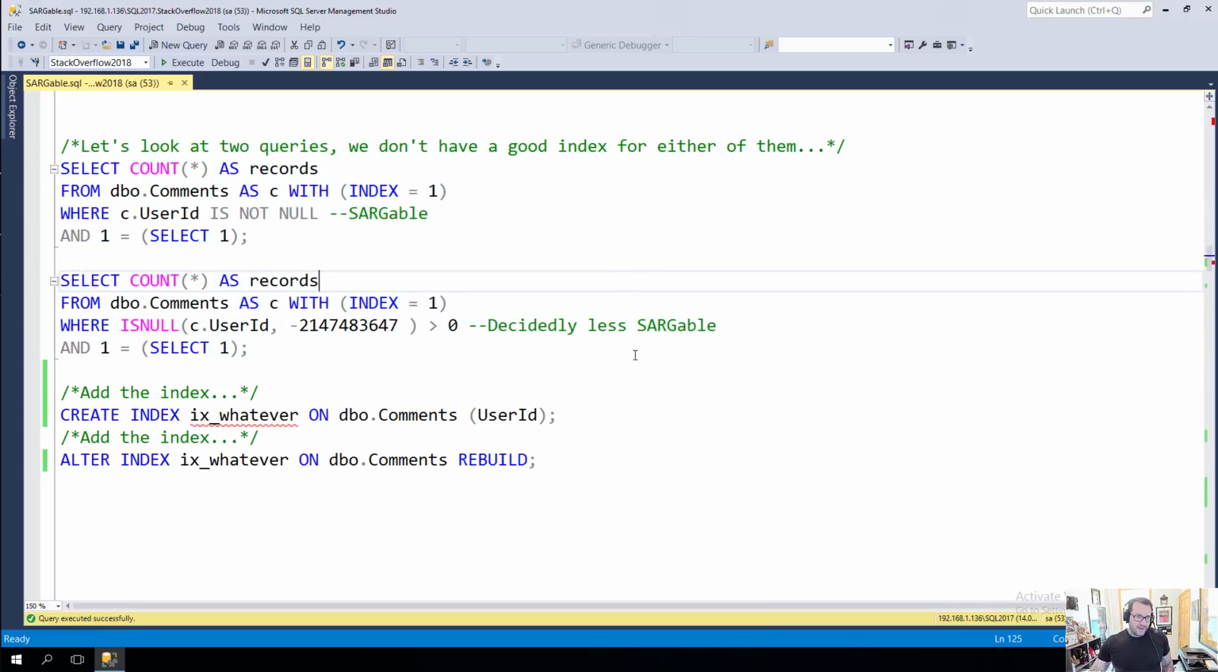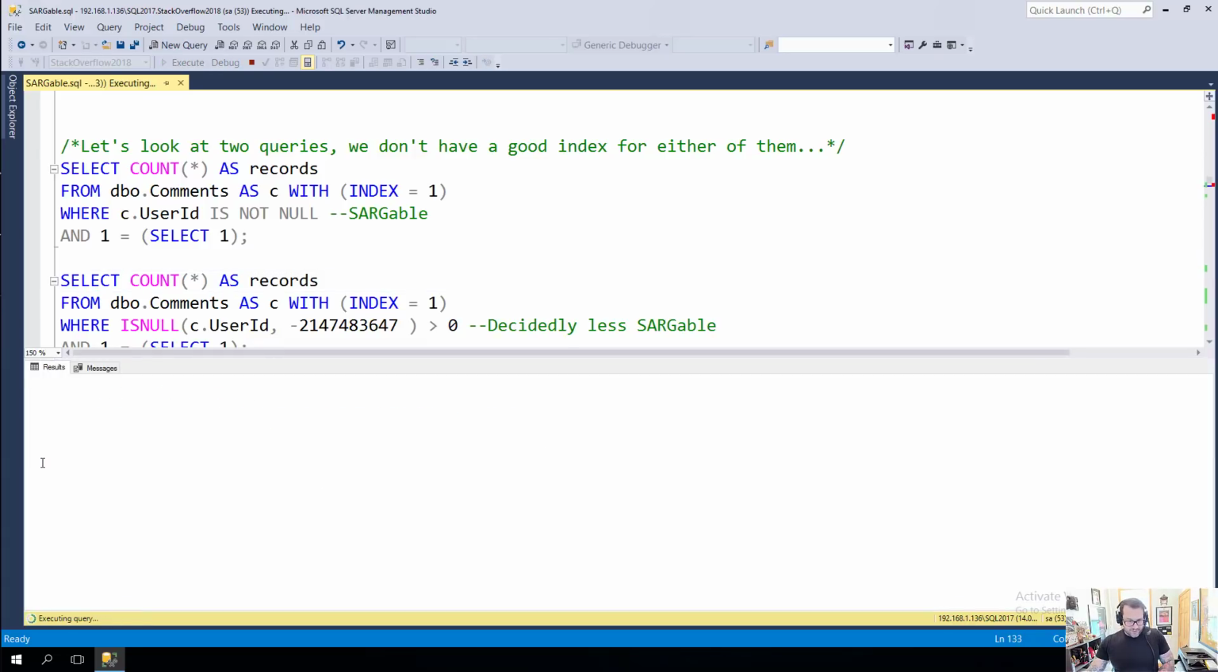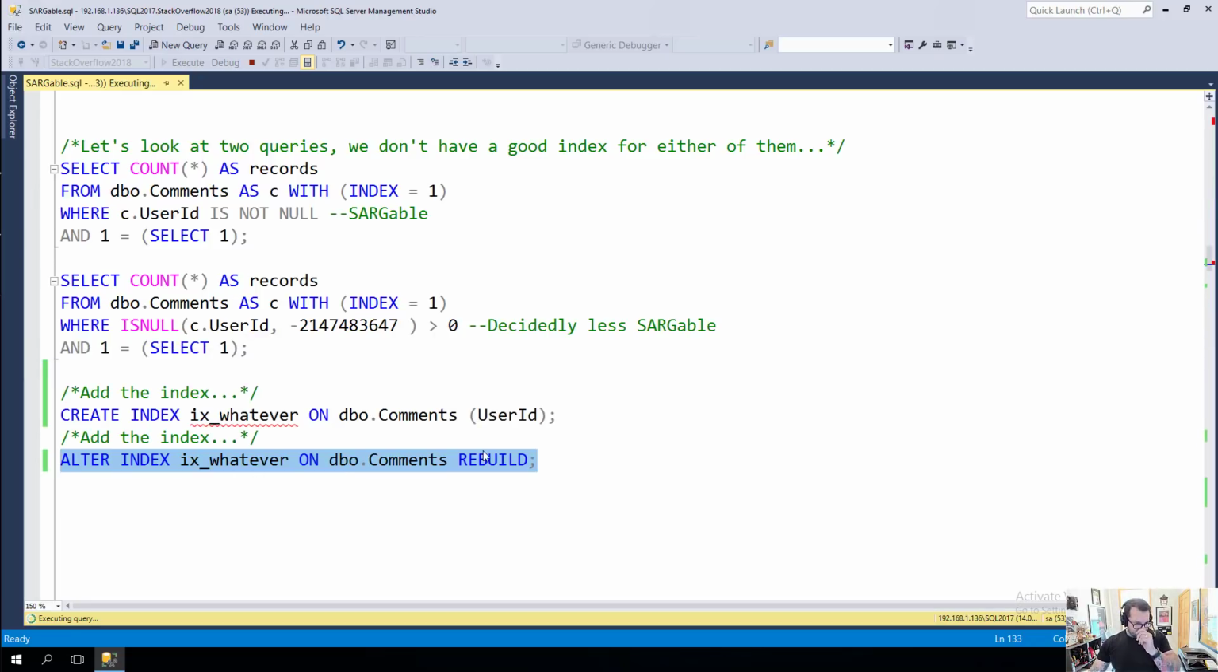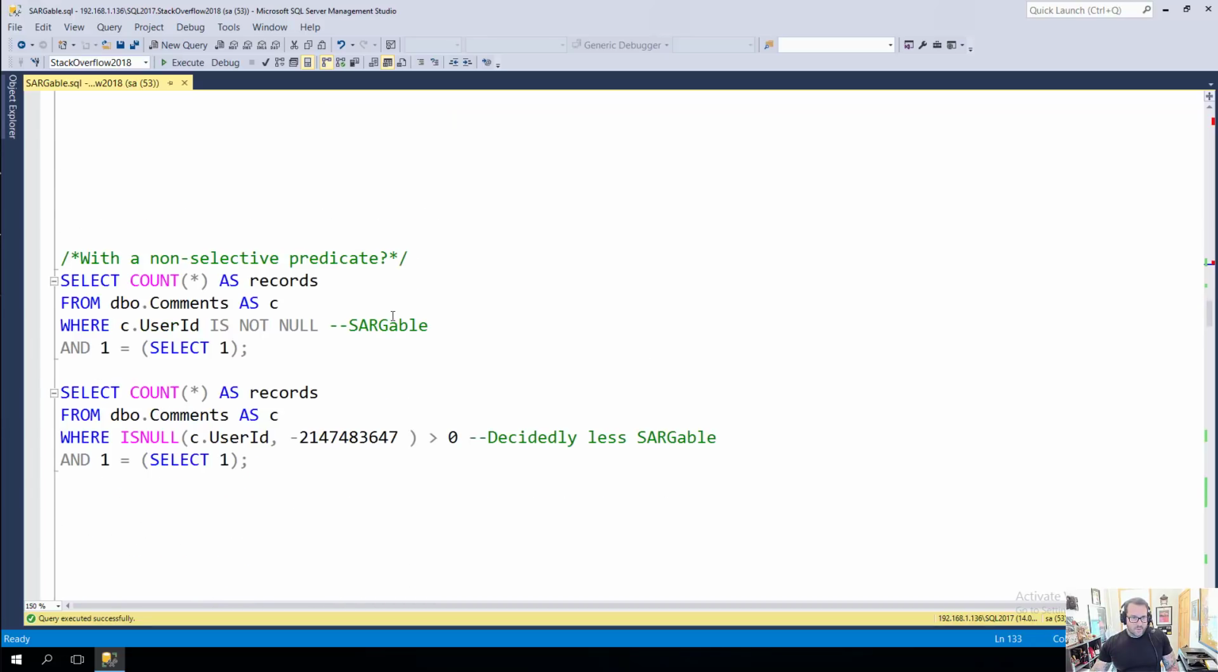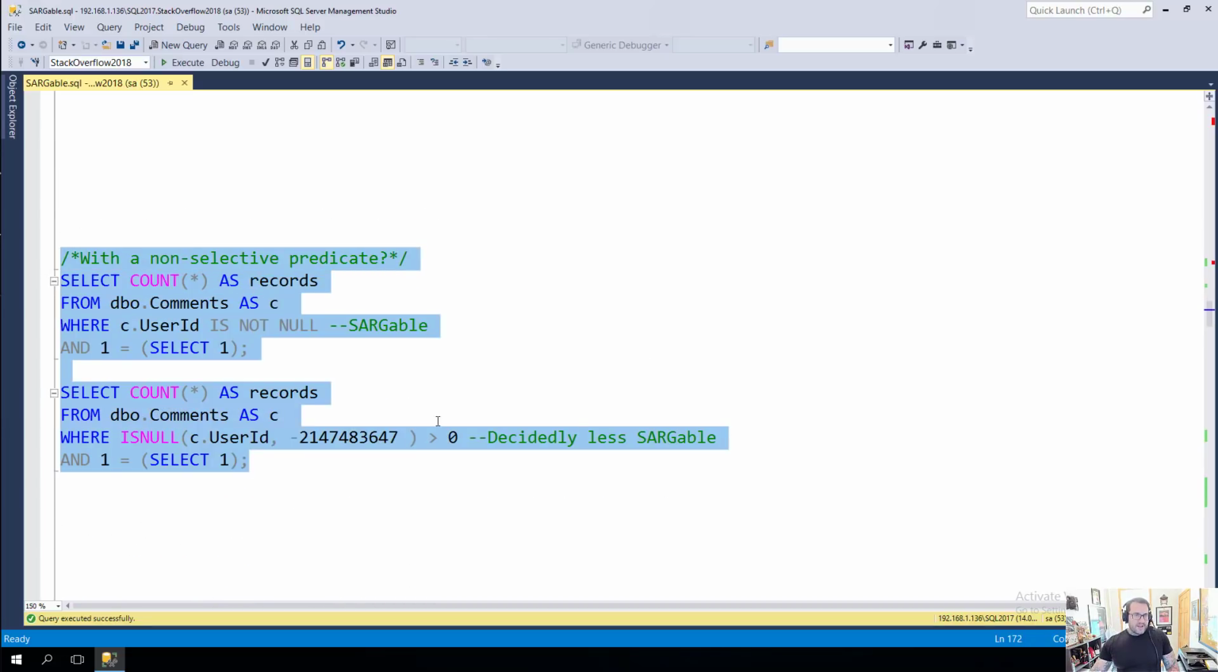So the index that SQL Server wanted on the table is there but disabled. I'm going to rebuild that index so we have it for the next time this runs. And the next time that we run these, let's see if these queries will actually use that index or not. Let's go see what happens. So again, we have these fairly non-selective predicates.